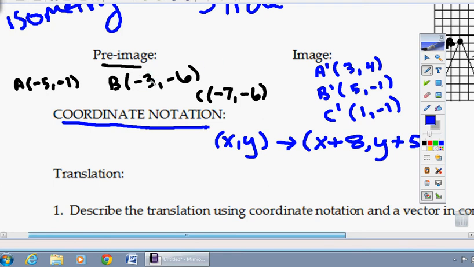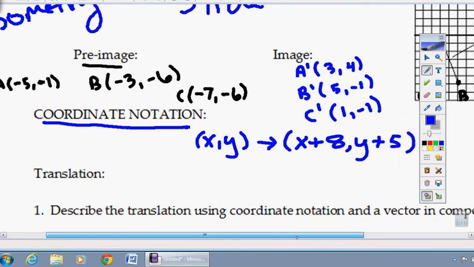What if I take -3 and I add 8? I get 5. What about C? If I take -7 and add 8, I get 1. Okay, let's go to the y coordinates now. If I take -1 and add 5, I get 4. If I take -6 and I add 5, I get -1. And again, if I take -6 and I add 5, I get -1.